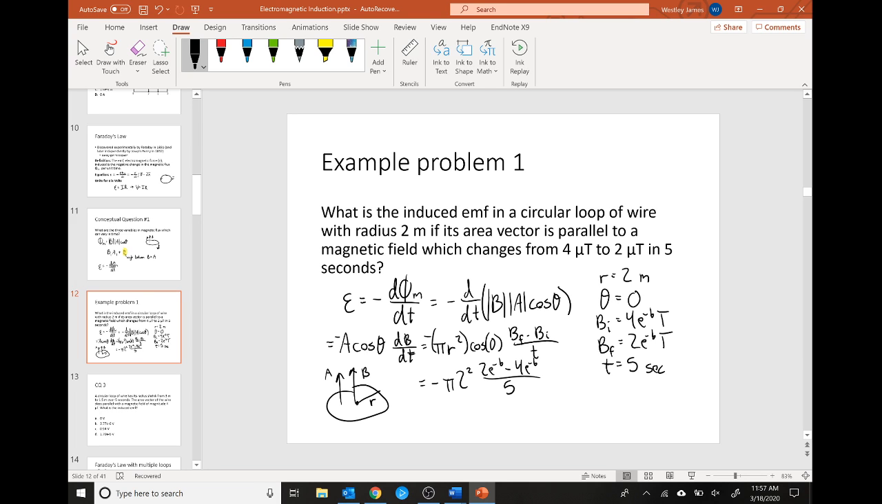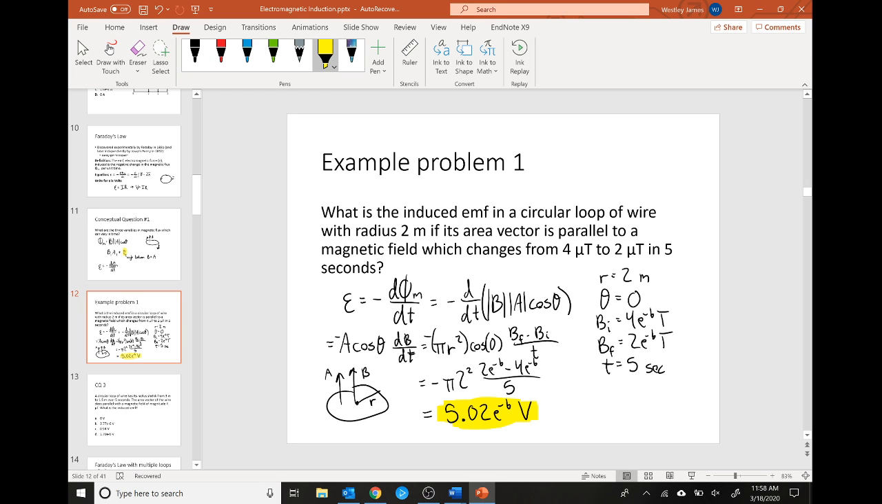All right. So I have to go run and get my calculator. All right, and we plug that in. So we have pi times 2 squared times 2 e to the minus 6 minus 4 e to the minus 6, divided by 5. All right, and we get a very tiny number. We get our EMF, so it ends up being negative because 2 is less than 4. 5.02 e to the minus 6 volts. Remember, the unit for this is volts for EMF because it's basically the same thing as voltage.